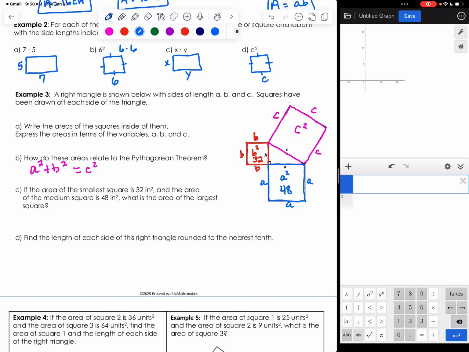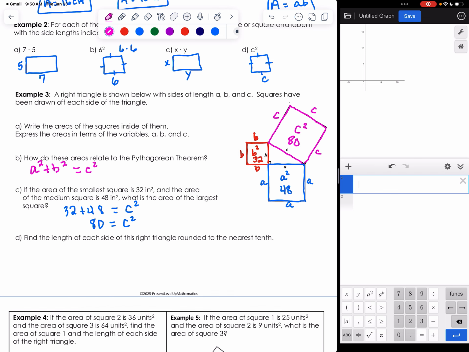Well, according to the Pythagorean theorem, we would simply add the area of each square. So 32 plus 48 has to equal the area of the largest square. If I add those together, that would be 80 equals C squared. So now I know the area of this square is 80 square inches.